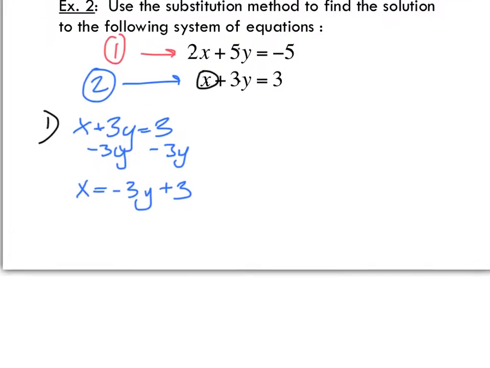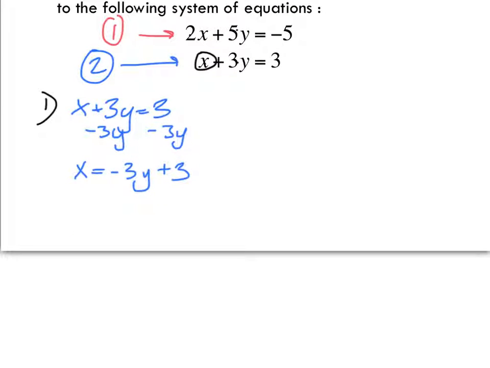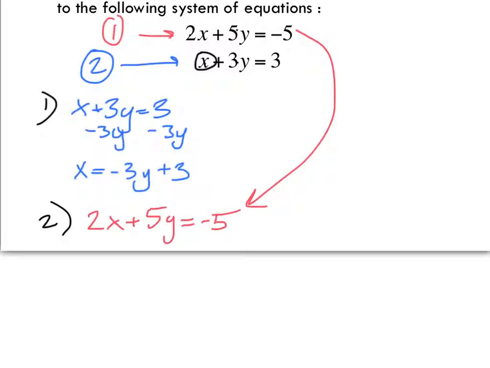What's the next step? Well, now that we have one equation solved, we can plug it into the other equation. So let's plug this one into equation number 2. Let me write down equation number 2, 2x plus 5y equals negative 5. Remember, this one comes from up here, and this one goes straight down here. So what can I plug in? Well, right before this, we just solved for x, so why don't we plug that in right there.